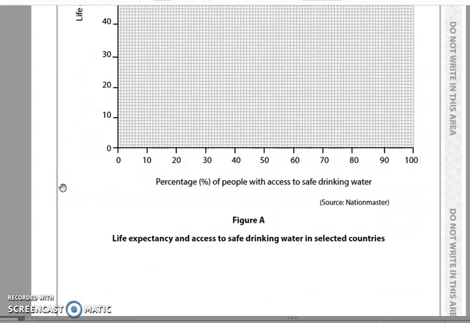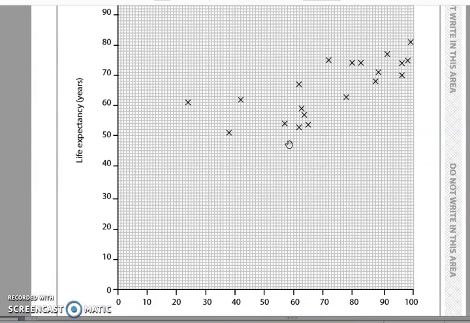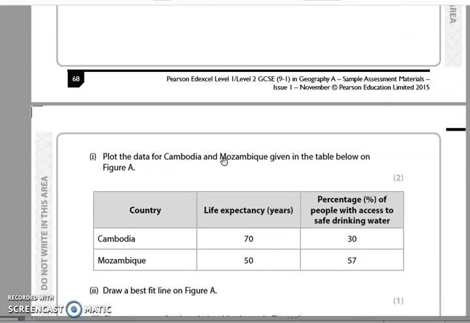Now, reading the information, it says here, plot the data for Cambodia and Mozambique. So you've got the information, make sure it's 2 marks. It's really simple. You just have to mark them onto the graph. It is so simple, but make sure you use the correct axes to plot this data on. Too many people lose marks because they see this and think it's just something to talk about rather than something to do with. So make sure you read all of the information.